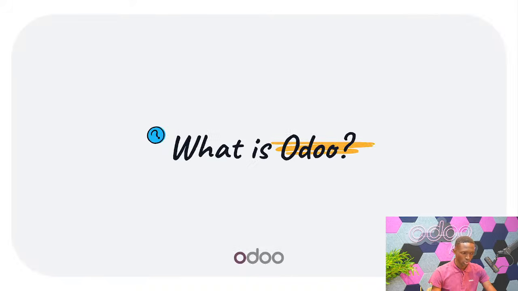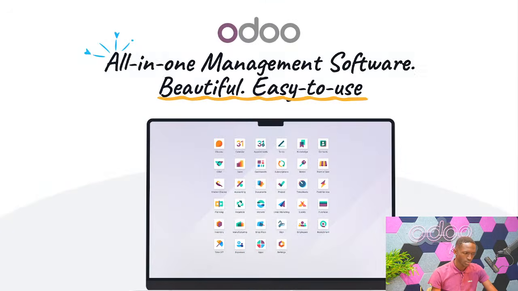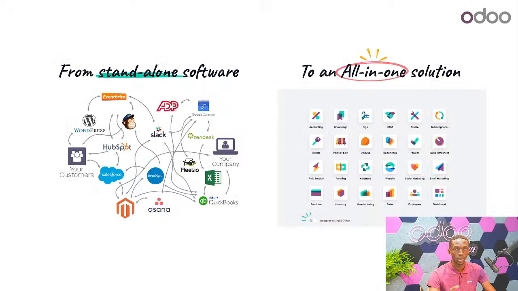Okay, so I'm going to start by explaining what Odoo actually is. Odoo is an integrated suite of business management tools that allow you to centralize your operations and reduce the number of softwares that you need to run your business.